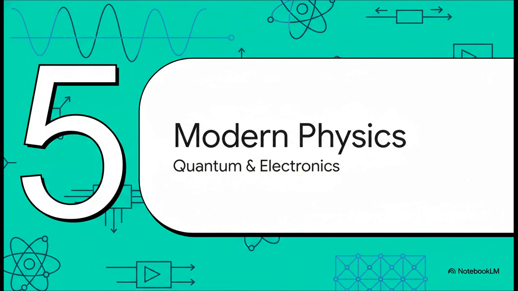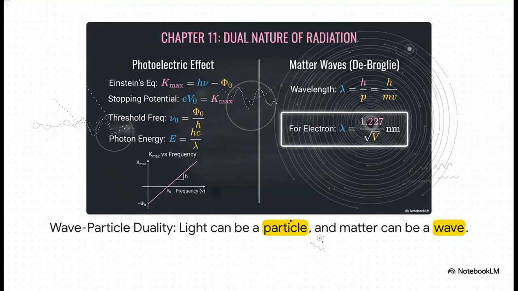And now we've arrived at our final section. Here we'll discuss the mind-bending ideas of the 20th century and their practical applications in semiconductor devices. This is where classical physics starts to break down. The first big idea is duality. Through the photoelectric effect, Einstein showed that light can sometimes behave like a particle, called a photon. His equation is K max equals h nu minus phi naught, where the energy of light, h nu, first overcomes the metal's work function, phi naught, and then gives the rest as kinetic energy, K max, to the electron.